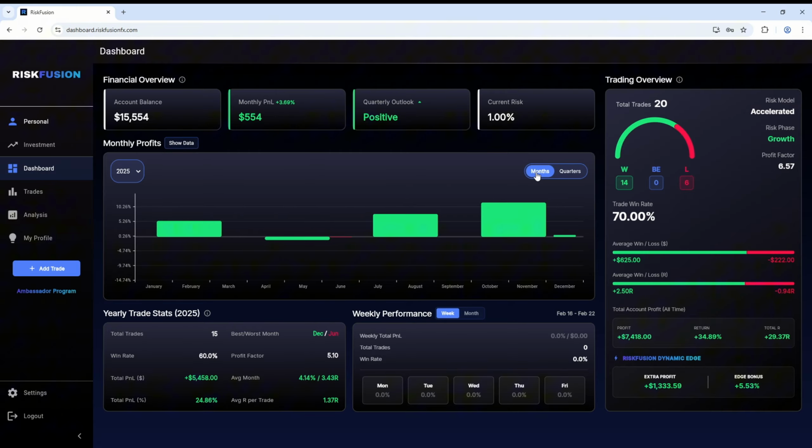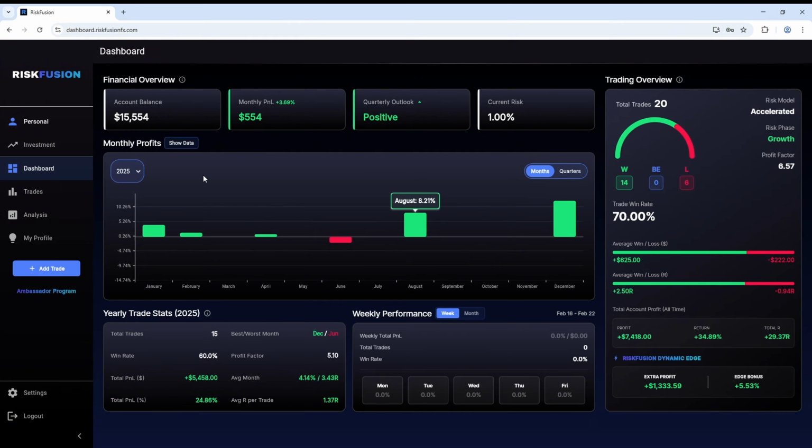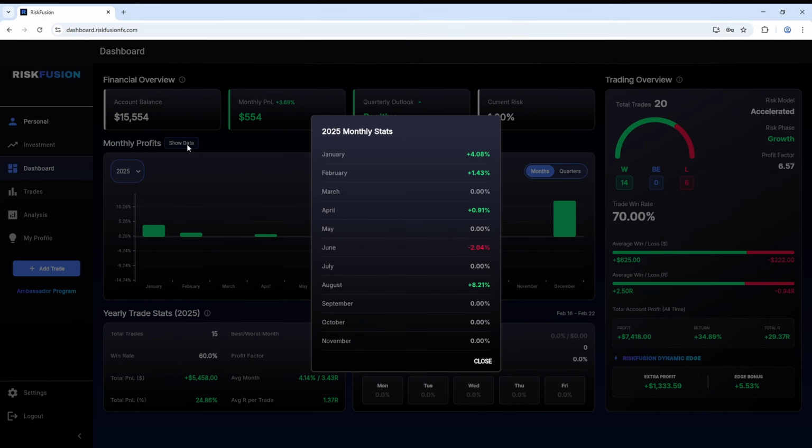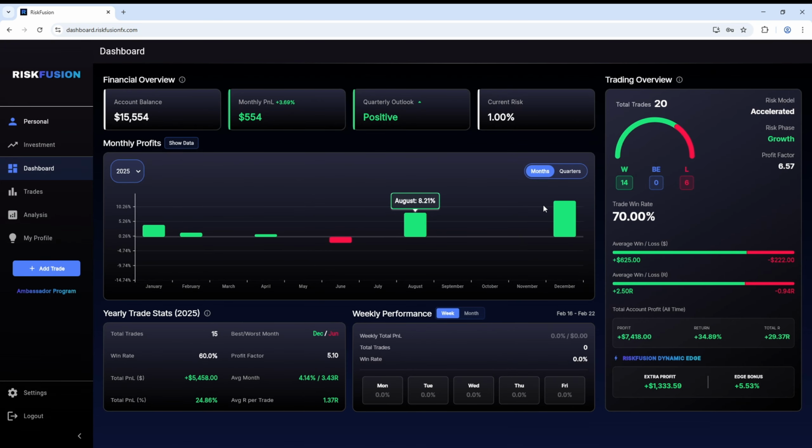And if you want to just have a look at your overall performance for the whole year, you can just come up here and you can click on show data, and it will just give you a run through of every single month, okay, and how you performed in one single group. So you get all of those percentage values just in there. So that is the monthly profit section, okay.